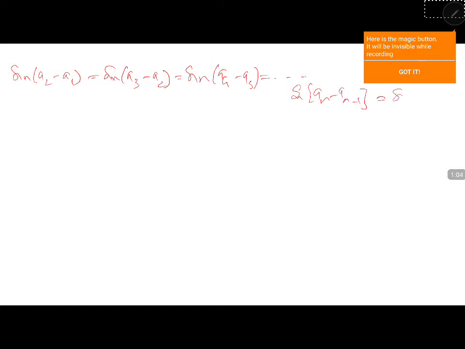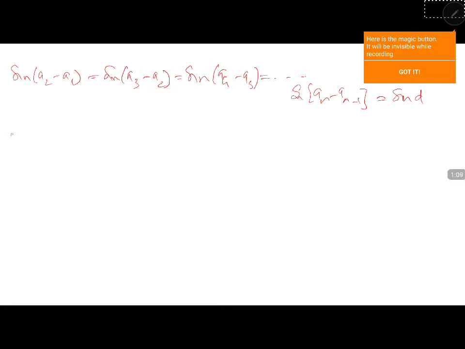Now you take sine on both sides. Sin(A2 minus A1) is equal to sin(A3 minus A2) is equal to sin(A4 minus A3) is equal to, and so on, up to sin(AN minus A(N minus 1)), which is sin D.